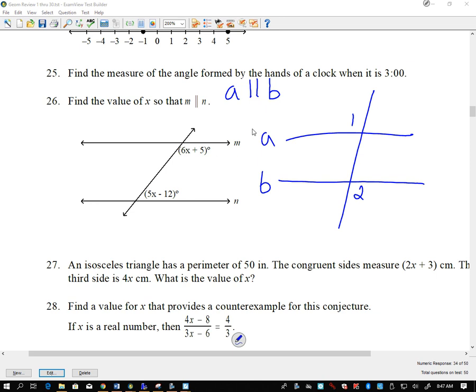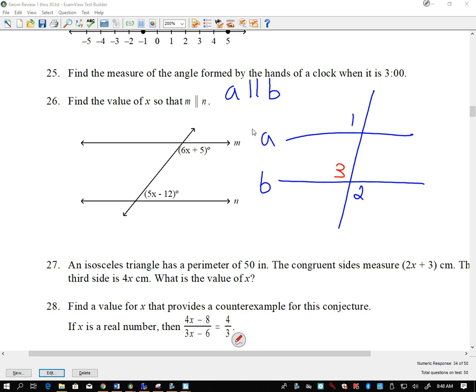But if they tell me angle 1 is congruent to angle 2, prove A and B are parallel, then I use the converse, okay? So they could give you something like that. They might show you angles 1 and 3. Say 1 and 3 are congruent, prove that those two lines are parallel. We would use the converse of the corresponding angles postulate, right?